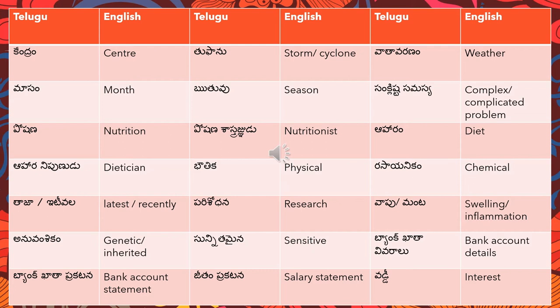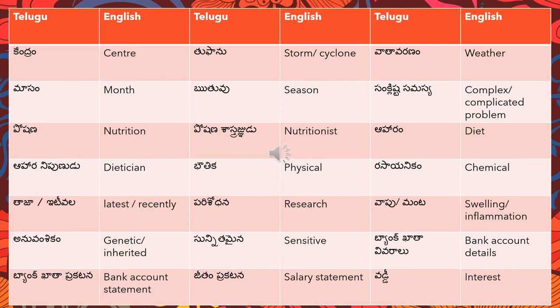Parisodhana is research. Sunnitamaina, that is sensitive. Jitam prakatana, that is salary statement. Either you can say salary statement or a payslip. Payslip also can be said as jitam prakatana, nothing but a salary, payslip.